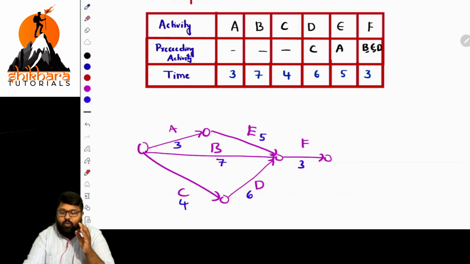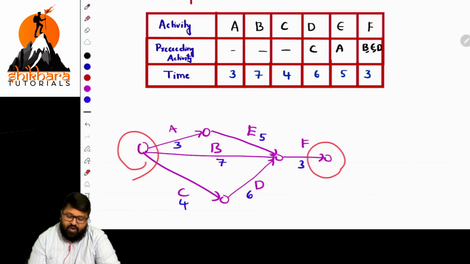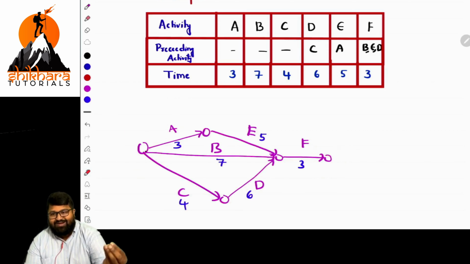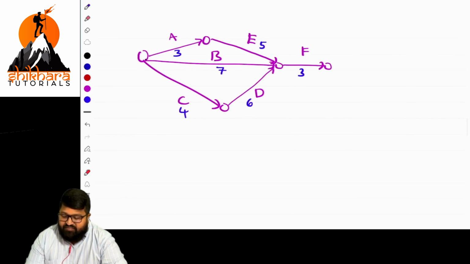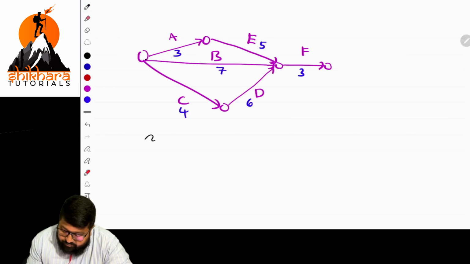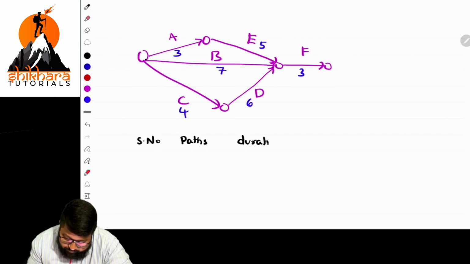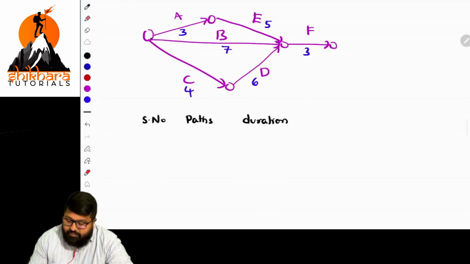Now, when you are asked to calculate the project duration, what should you do? This is a starting event, this is an ending event. What are the alternative paths? We need to identify them and present them in a proper way. Sir, is the diagram clear? If it is clear, I'm going with the table. So, serial number, paths, and duration. These are the 3 columns we need to maintain.